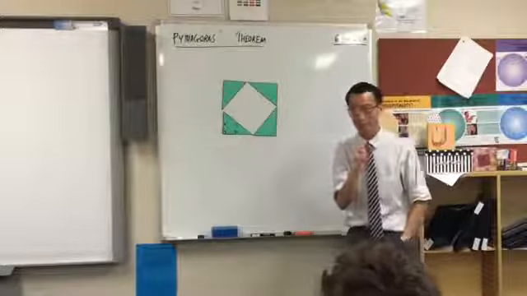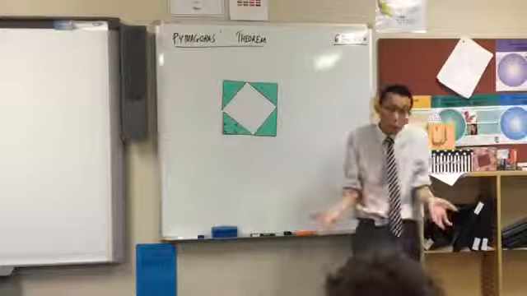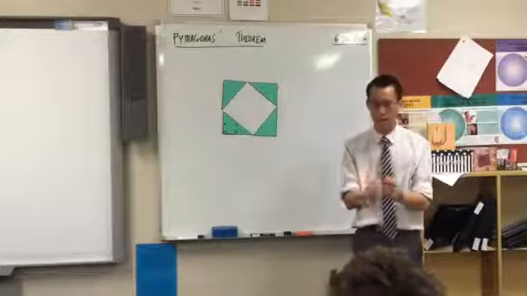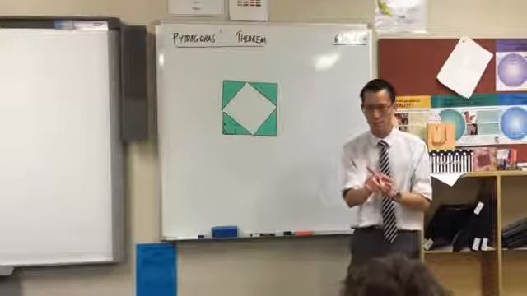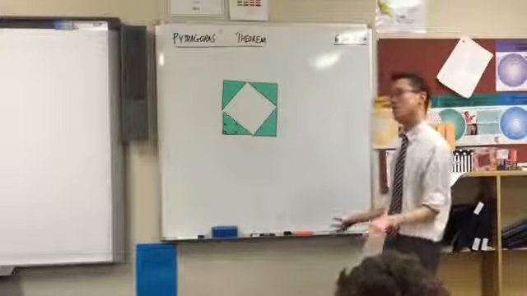Square. It's a square. Now just pause for a moment. Don't answer yet, just think about it. Apart from the fact that it looks like a square, how do you know that it's a square? Think for a moment. Charlie, I saw your hand up pretty quick. Why do you think this is a square?